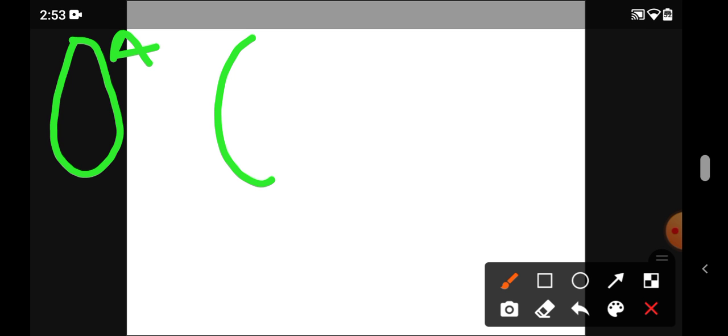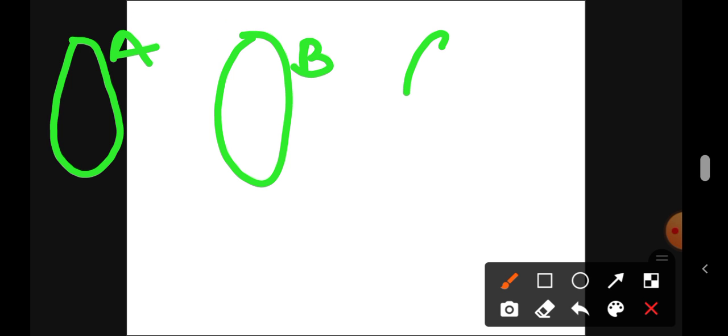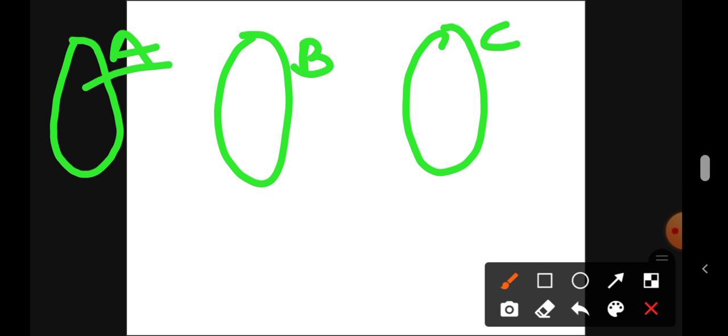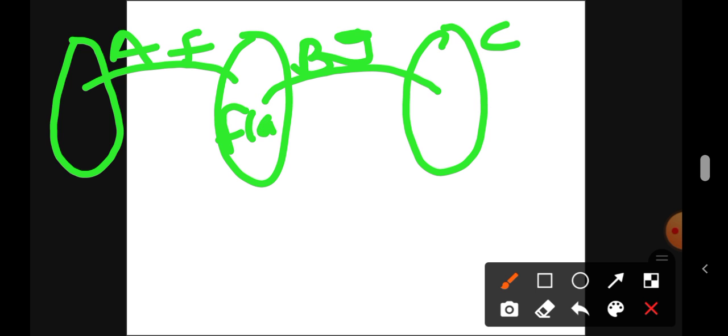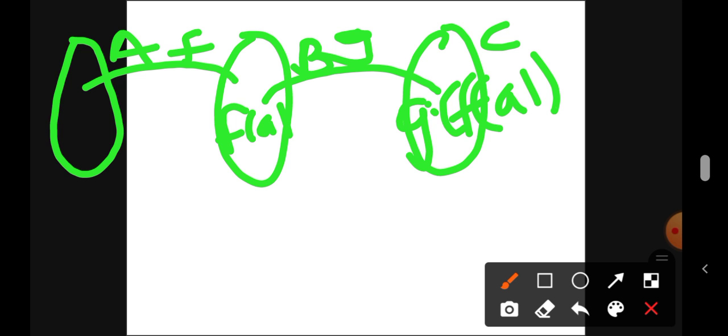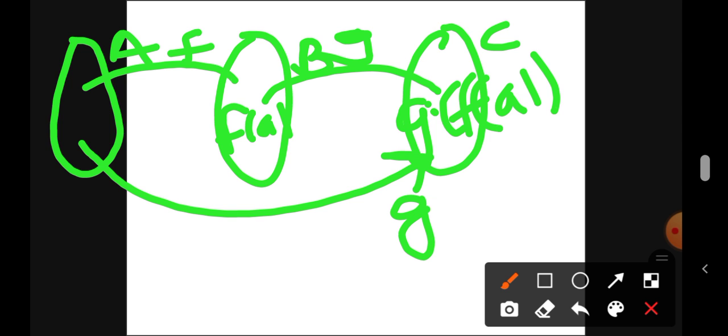Suppose A, and here there is B, and here there is C, and we have a function f from A to B and the function from B to C, and it is G. Okay, then here we can map to here. This is what we call f of A. Then this is g of f of A, right? Then this is what g of f.